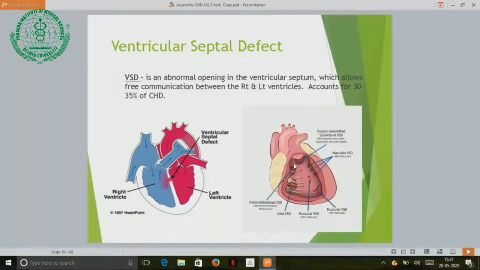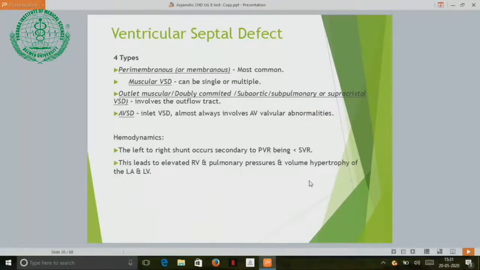What are the additional features of this supracrystal VSD? As they are located closer to the semilunar valves, there are chances of aortic or pulmonary regurgitation. So these are the types of the VSDs.